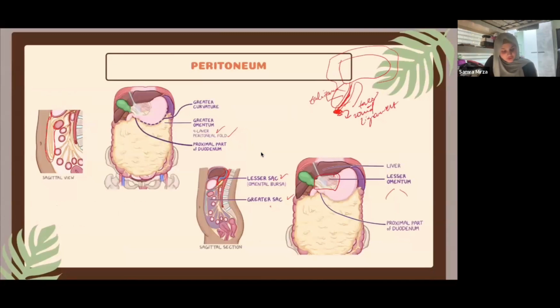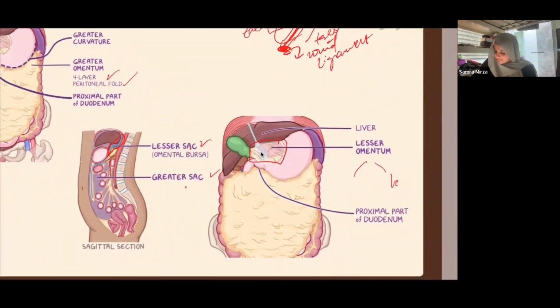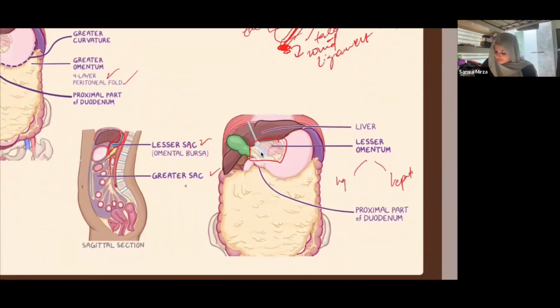The lesser omentum has two main parts, and that includes our hepatogastric and hepatoduodenal ligaments, sorry. These are two more ligaments, and these are just the attachments of where the peritoneum is going from. So it's going to attach the liver to the duodenum at some point, and it's going to attach the liver to the stomach at some point. These are just names that you need to know.